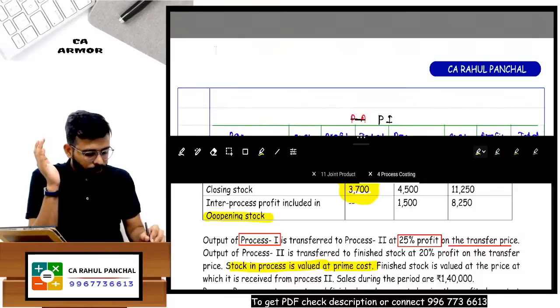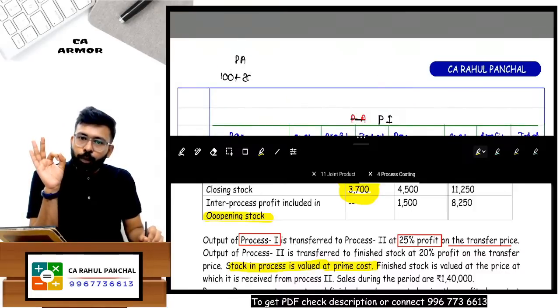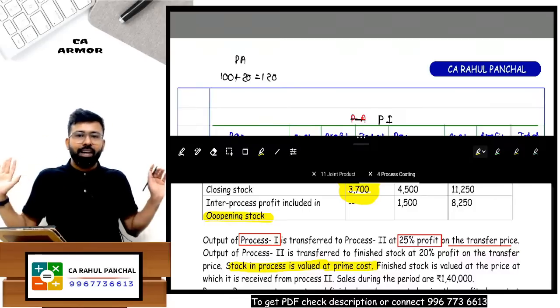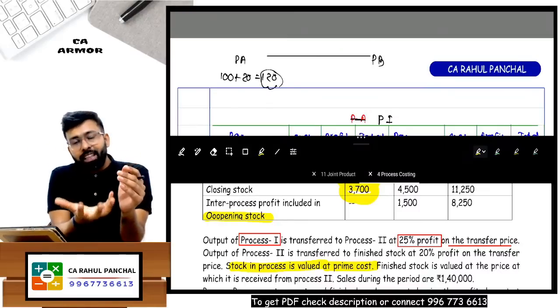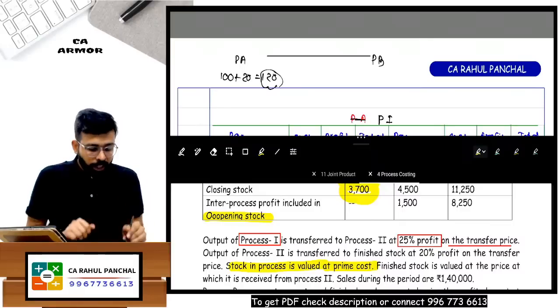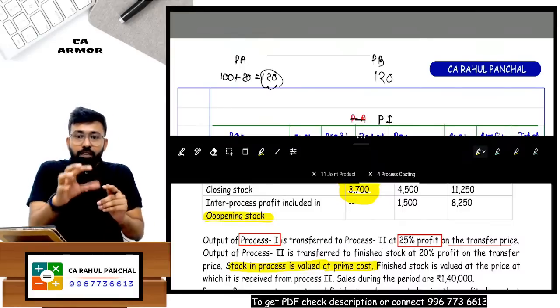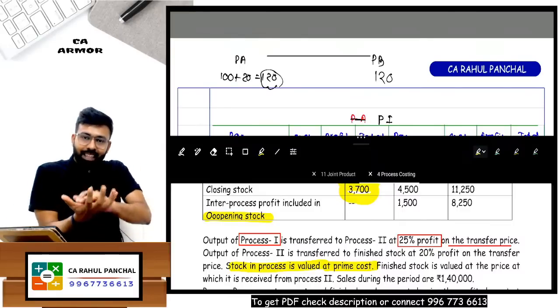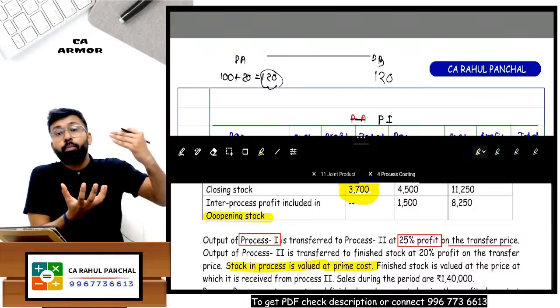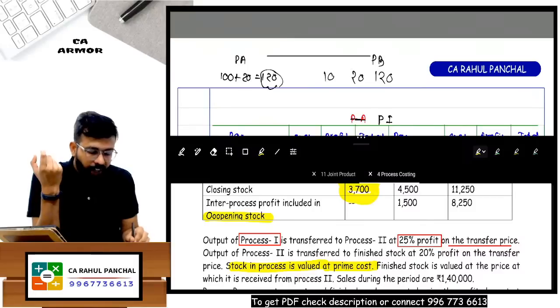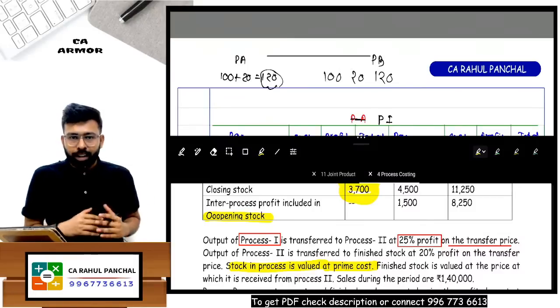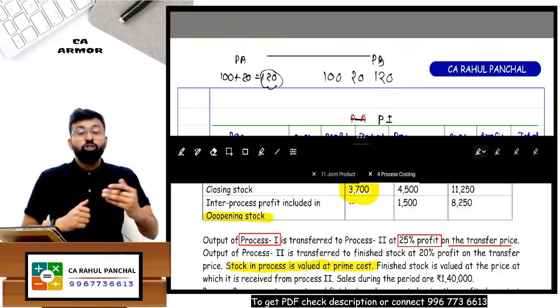Let us say I am process 1. I am producing goods at 100 rupees. I am adding 20 rupees of profit and it becomes 120. Now this stock is purchased by process B at 120 rupees. Now this stock is lying in the godown. Is it sold? No. So what is the value of this? Even though process B says the cost of this is 120, from the company's perspective, this 120 includes 20 of profit and the cost to the company is only 100. It is internal profit. The company has not earned that yet.